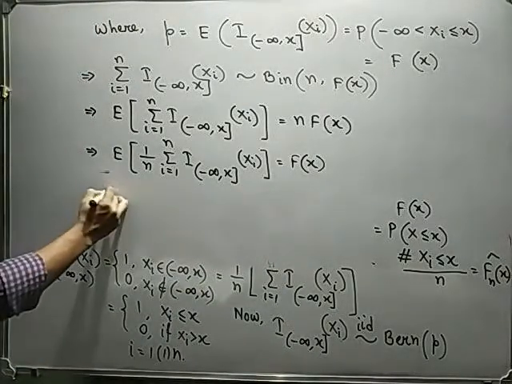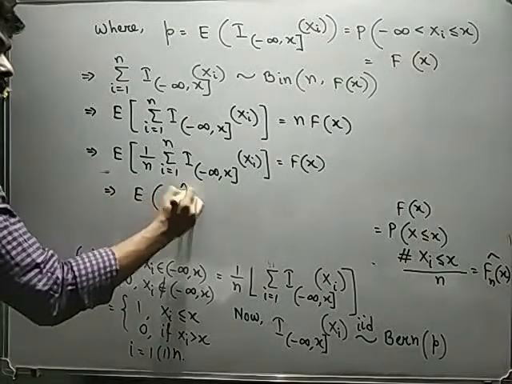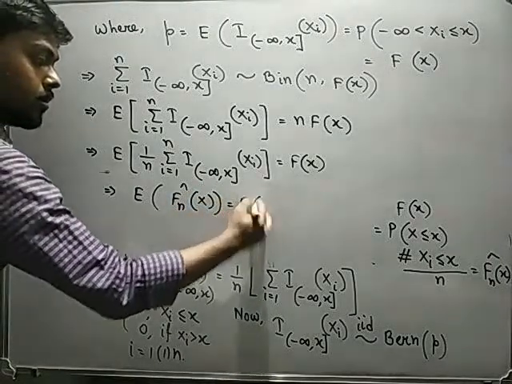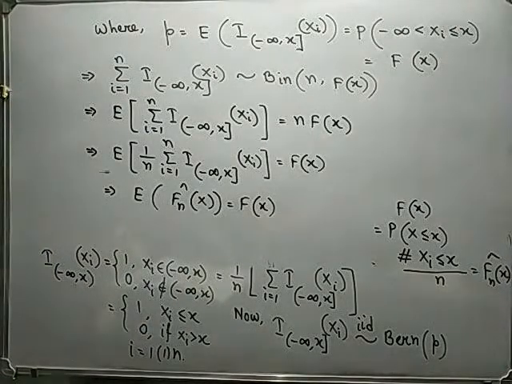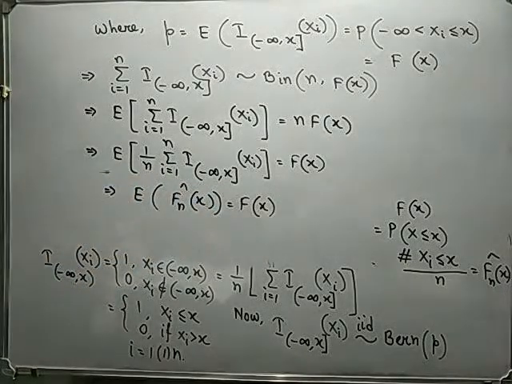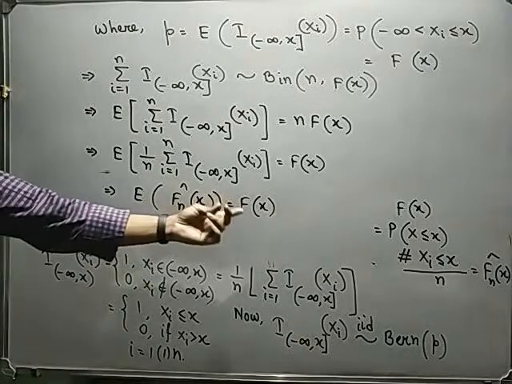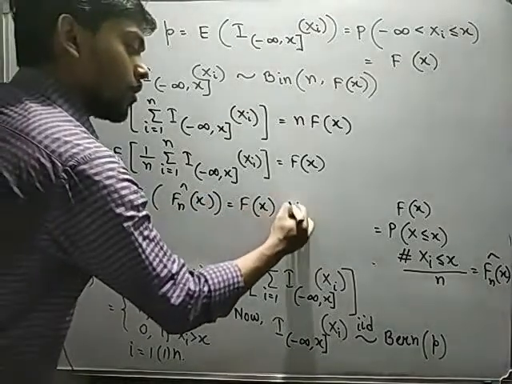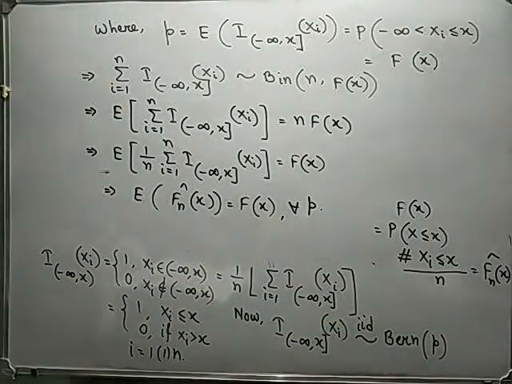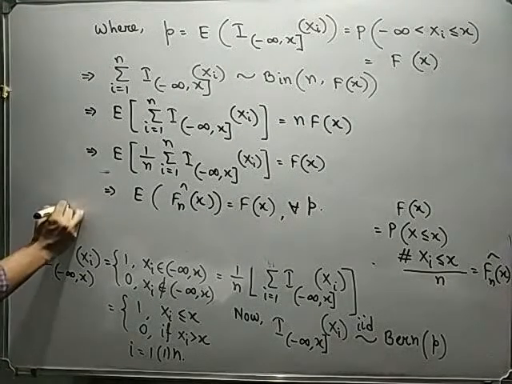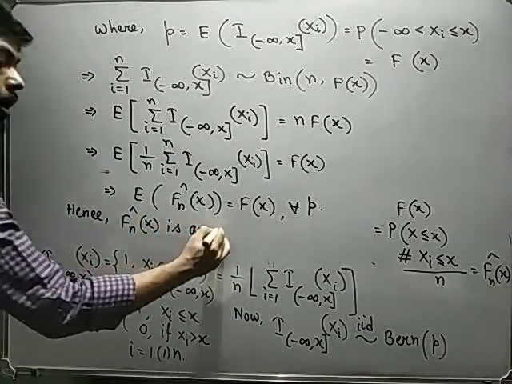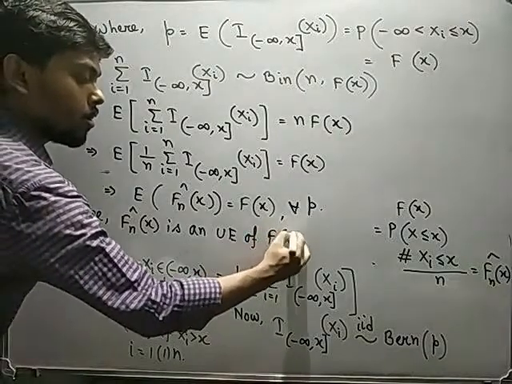So the expectation of Fn hat x is basically F(x), where the variable is capital X, but this is small x. And this is true for all p, so for all p. Hence, Fn hat x is an unbiased estimator of F(x).